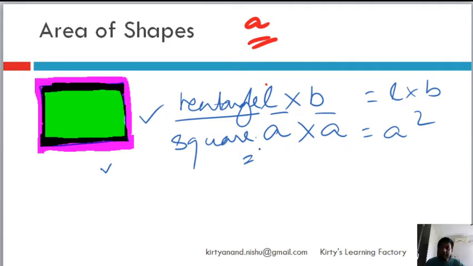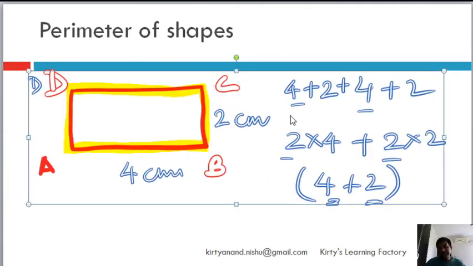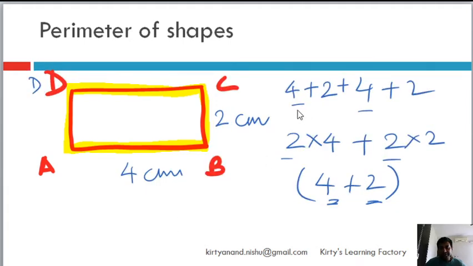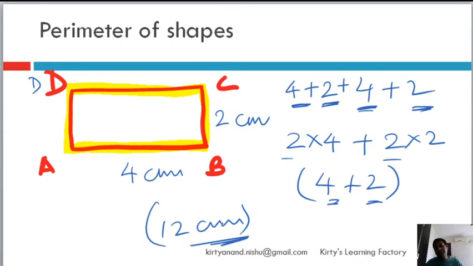Area of a triangle we will cover later. It is slightly more difficult to find out, but the concept of area is this. Now understand the unit of area, that is also important to understand. In perimeter we were just adding. I was adding, let's say, 4 centimeters plus 2 centimeters plus 4 centimeters plus 2 centimeters, and making it equal to 12 centimeters. So the unit of length does not change, it is centimeter only.